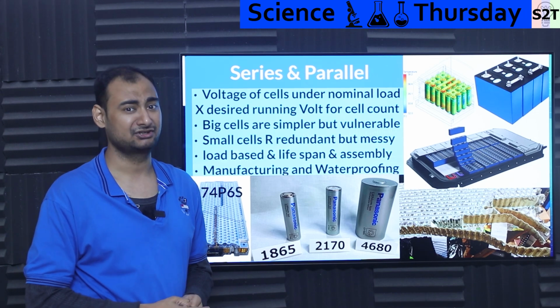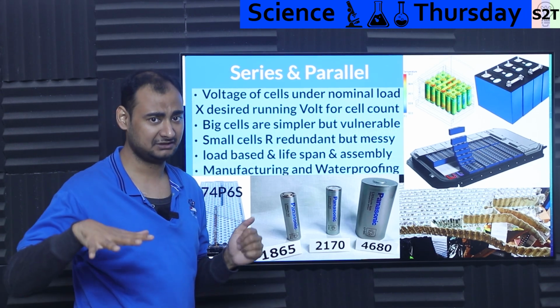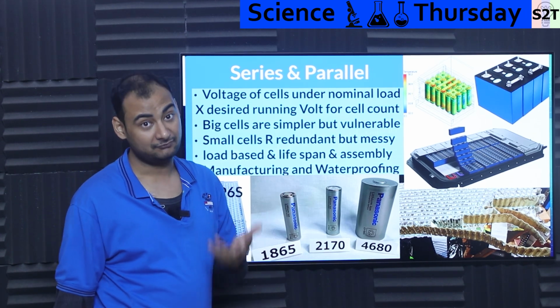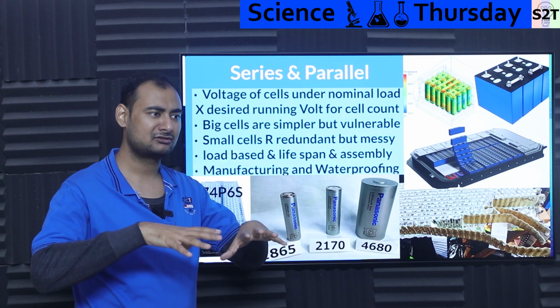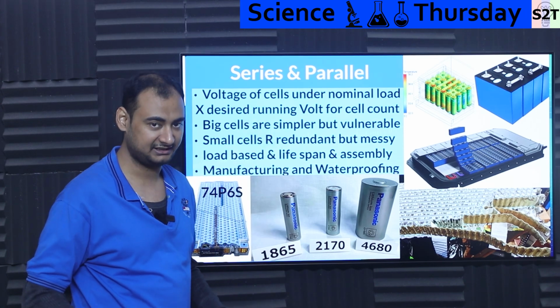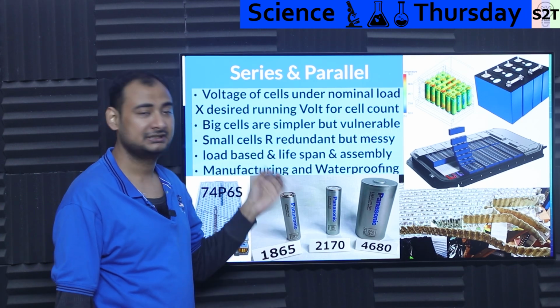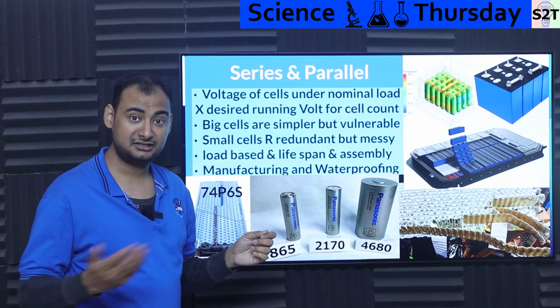Heck, even the BMS will not notice. Of course, your capacity will go down a little bit, but nobody will notice. So big cells are simple but vulnerable. And again, the pros and cons list is like a whole PhD thesis on itself. But again, it's there. Big cells have certain benefits, but they are vulnerable. And small cells, they are redundant, but they are messy.